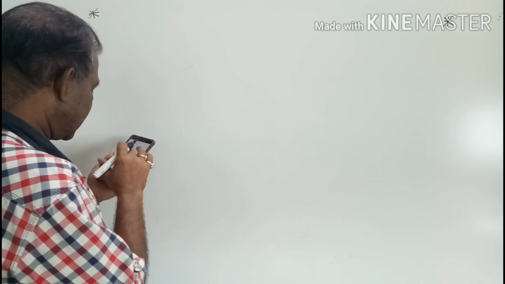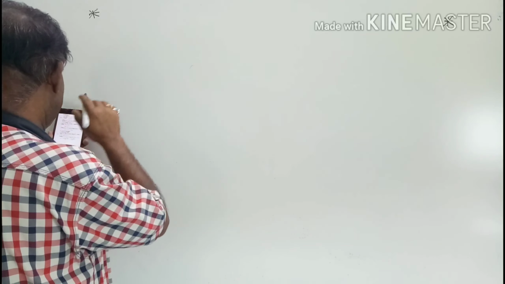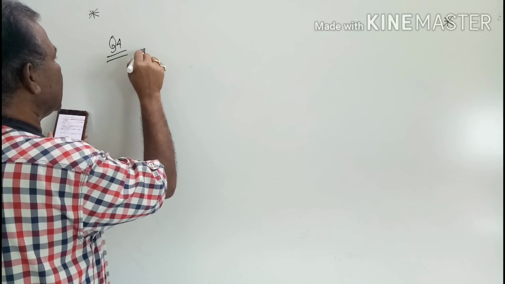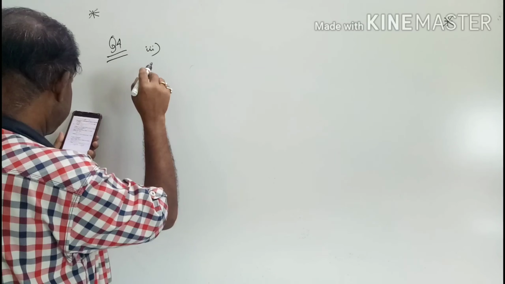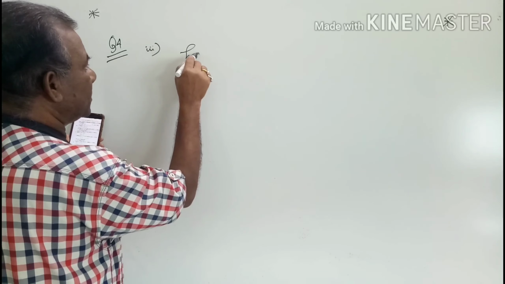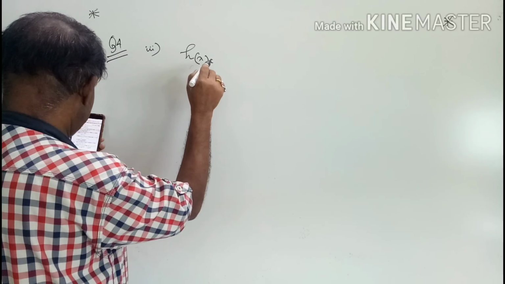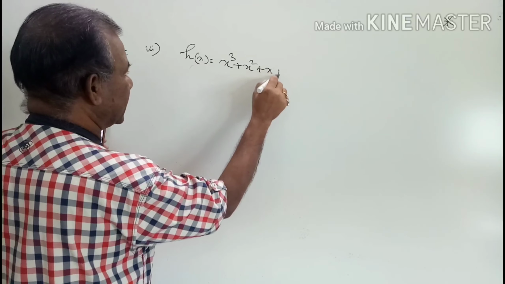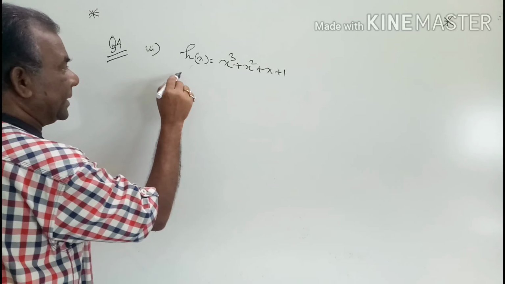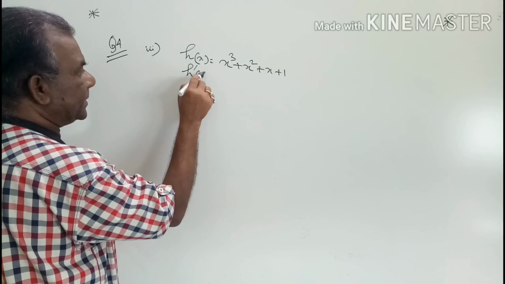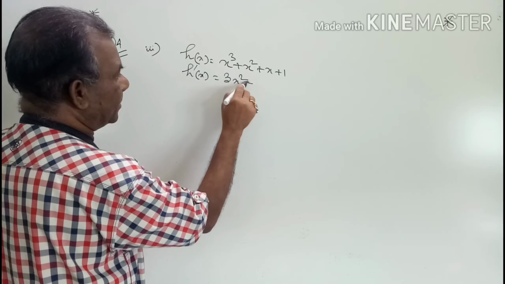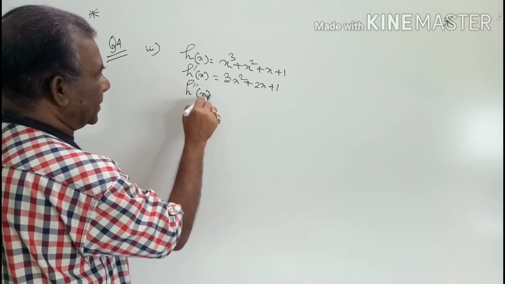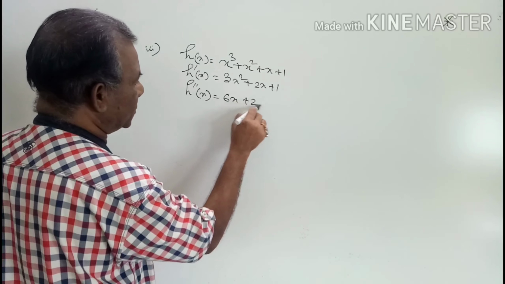Now, question number 4, third part. What is that? h of x equal to x cube plus x square plus x plus 1. Now h dash x is equal to 3x square plus 2x plus 1. h double dash x equal to 6x plus 2.